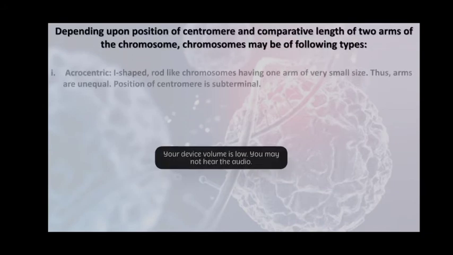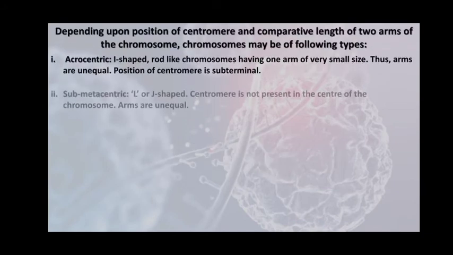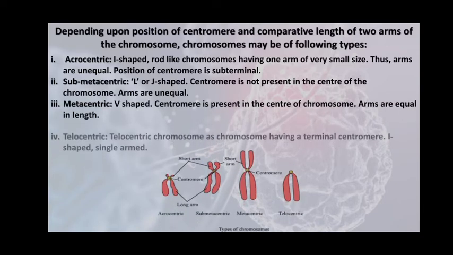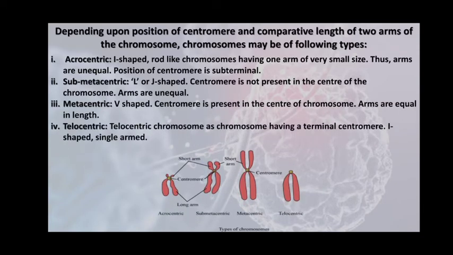Now, depending upon the position of centromere and comparative length of two arms of chromosome, chromosomes may be of the following types, such as acrocentric, submetacentric, metacentric, and telocentric. Now, what is acrocentric chromosome? Acrocentric chromosomes look like English alphabet I, rod-like chromosome having one arm of very small size. Thus, arms are unequal. Position of centromere is subterminal for acrocentric chromosome.